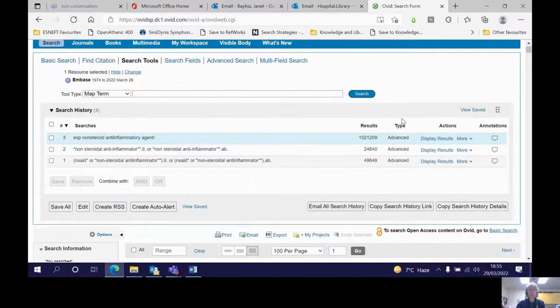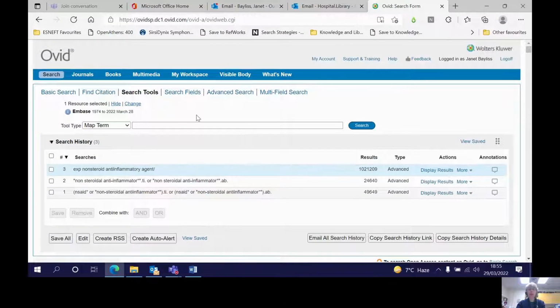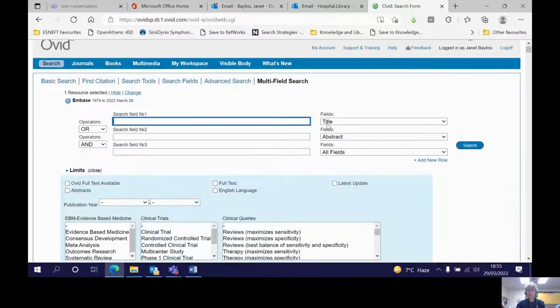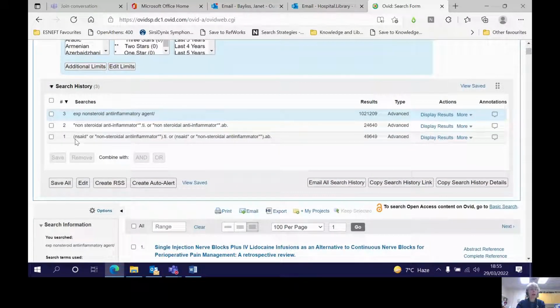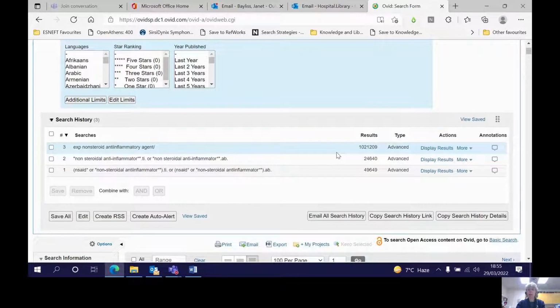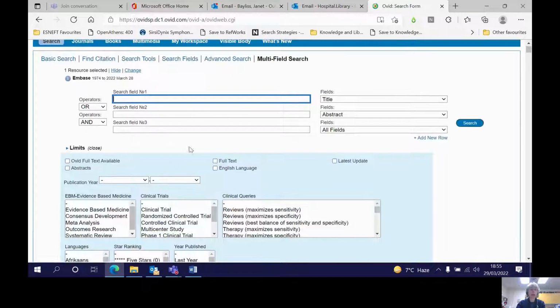Ovid will go away and search, and as you can see, I have exploded that. I have got a result of 1 million. That's a lot, isn't it? Okay. So now I've got 3 lines in my search strategy that consider all the aspects of the single first concept, the non-steroidal anti-inflammatories.